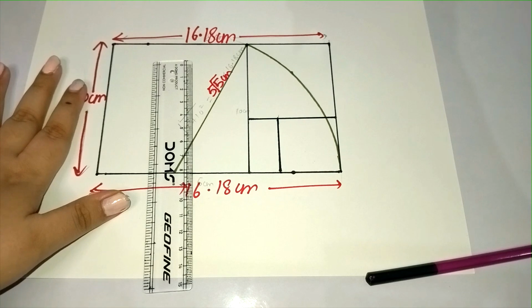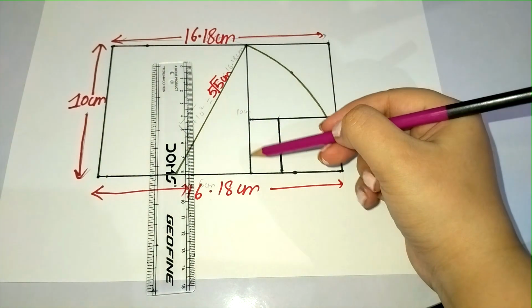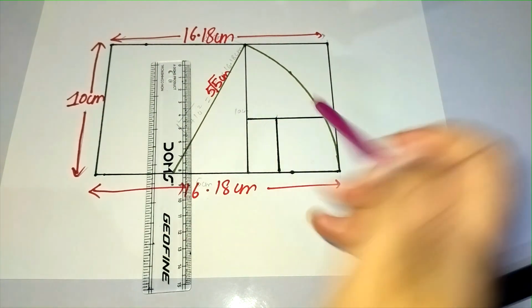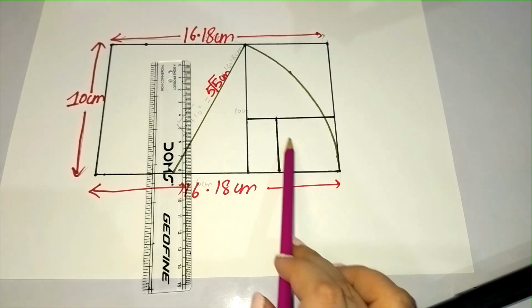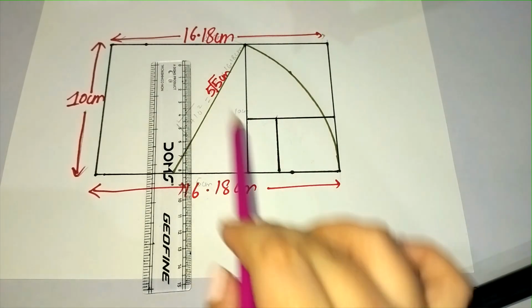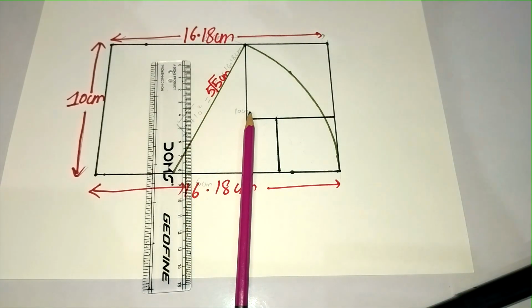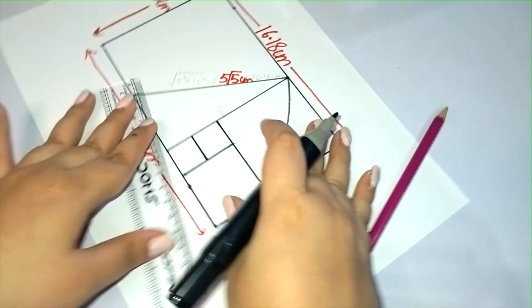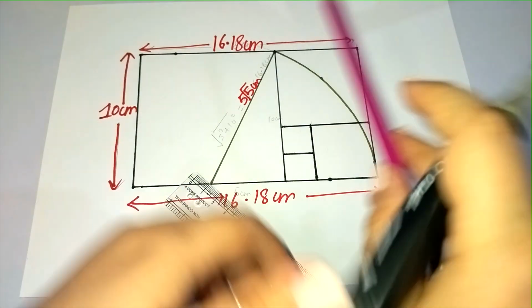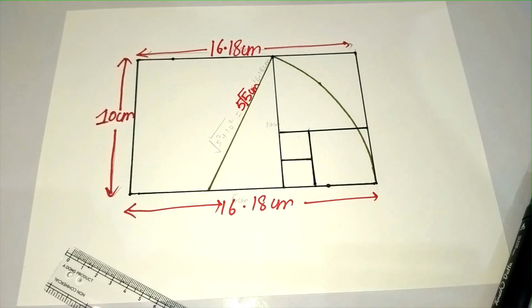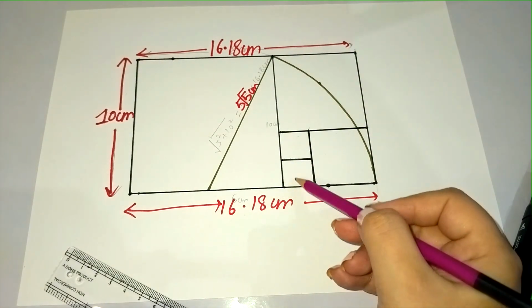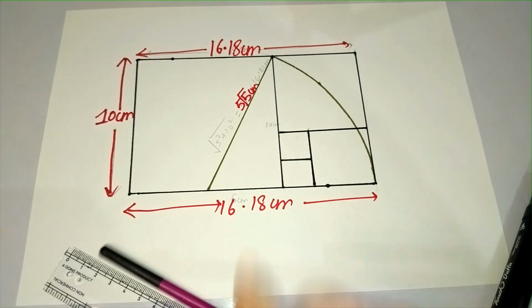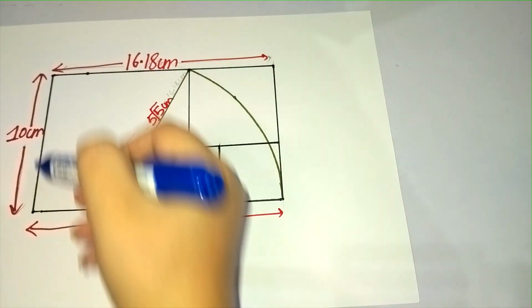So can you see? I got another golden rectangle. Now if we further divide this golden rectangle again into a square, we'll again get a golden rectangle. Let's see. Can you see? Again we got a golden rectangle. So actually this whole is a golden rectangle.